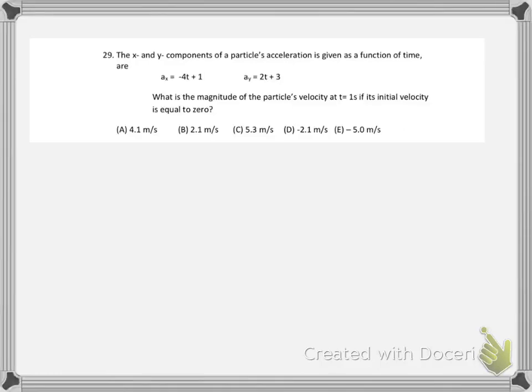Number 29, the x and y components of a particle's acceleration are given as a function of time t, and they give you the acceleration in the x and y direction. What's the magnitude of the particle's velocity at t equals 1 second if its initial velocity is 0? All right, so we need to integrate the acceleration in the x direction to get velocity in the x direction.